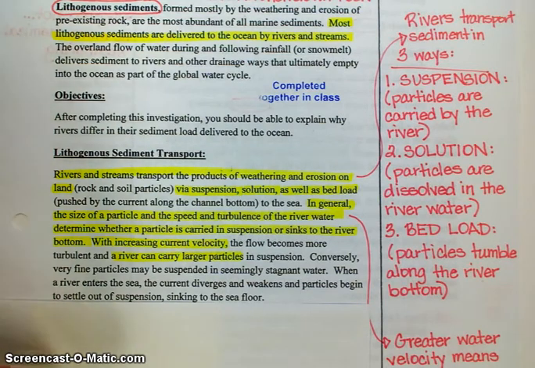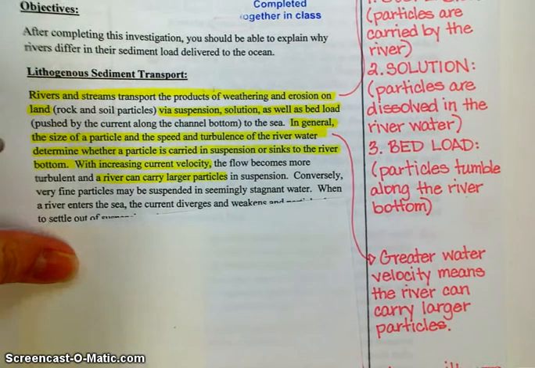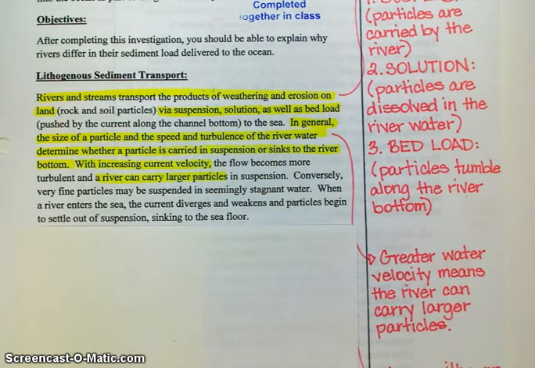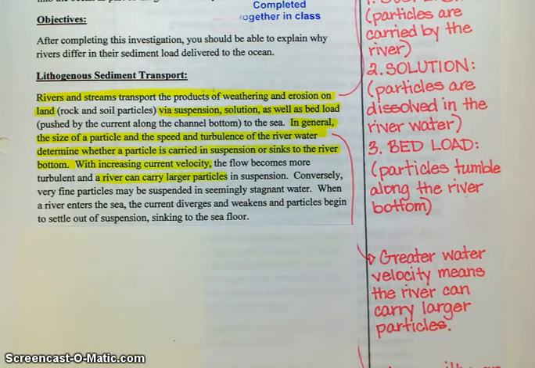There's another important thing that's mentioned in this paragraph, and that is down here, that greater water velocity means the river can carry larger particles. So the faster the river flows, the larger the particles it can move. Okay, so make sure that you've added all of that. Also, just to make sure that you're listening, by the heading where it says lithogenous sediment transport, put a little star. All right, and join me in just a second when you have had a chance to write all the notes in.